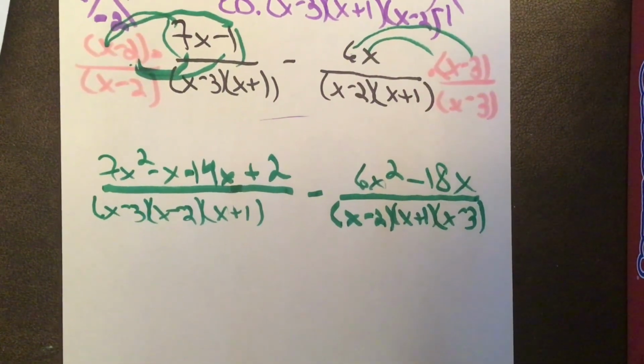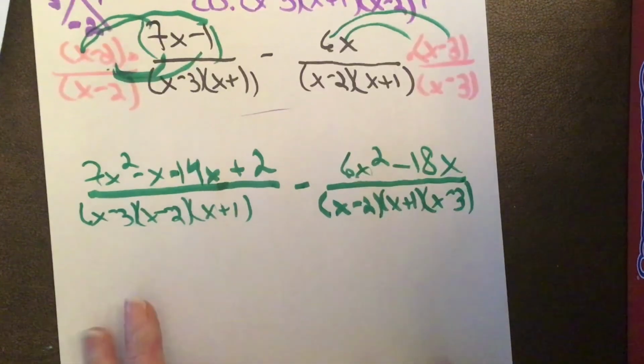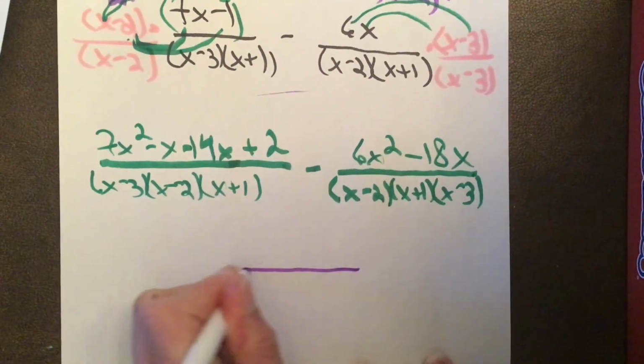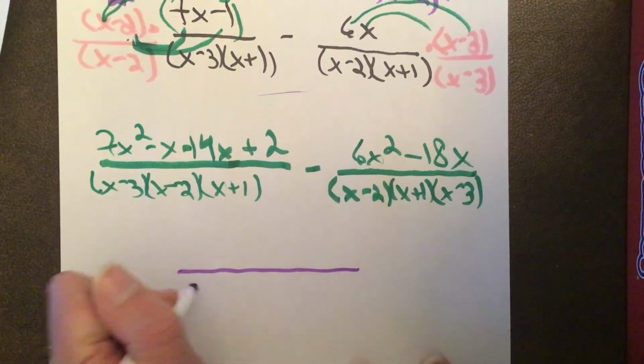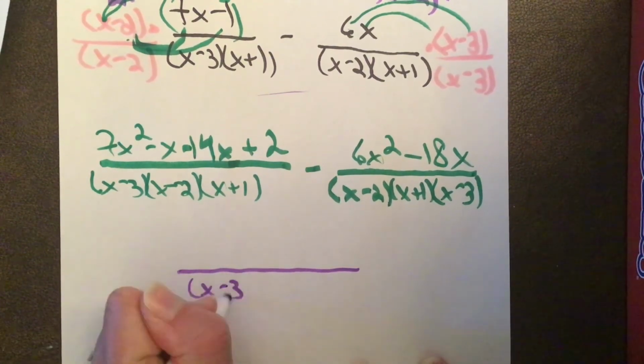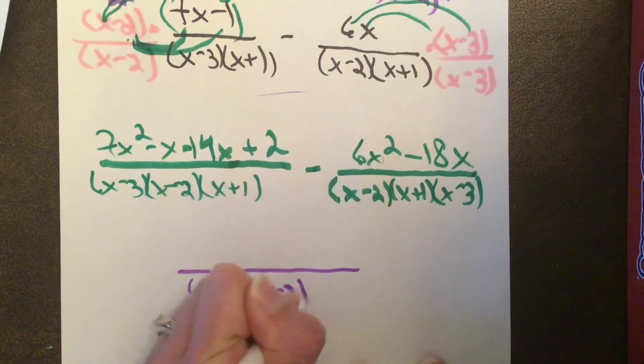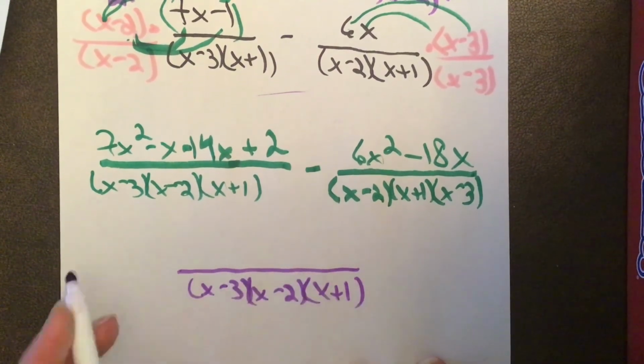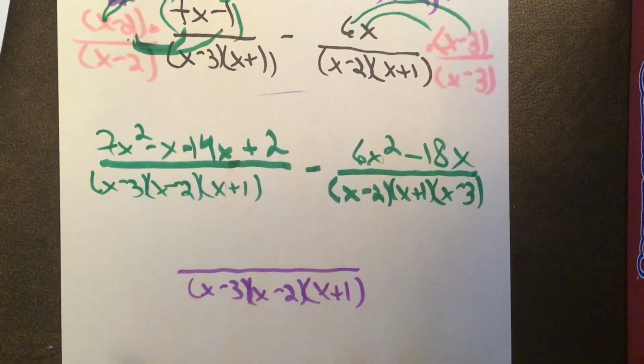All right, so once I get to this point, now I'm ready to go to my final answer. So remember, your answer is going to have your common denominator. So x minus 3, x minus 2, x plus 1. Okay, I wrote those in different orders, but it doesn't matter. Those are the three terms in both of them. And now I'm going to combine my like terms.